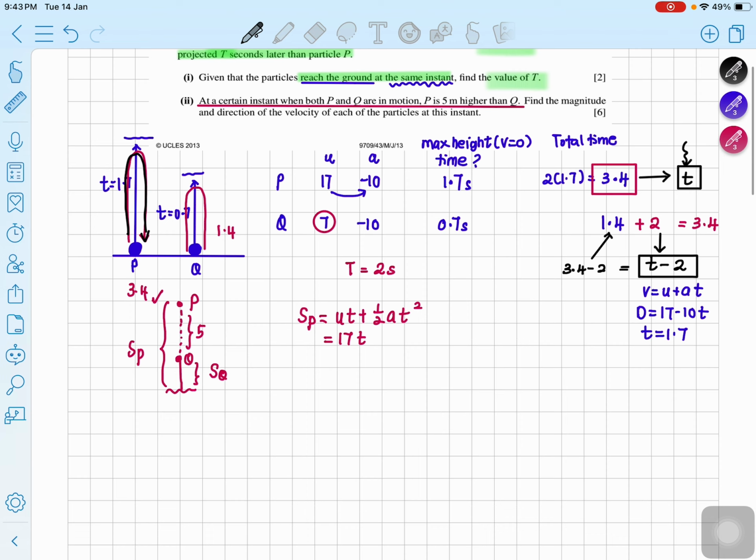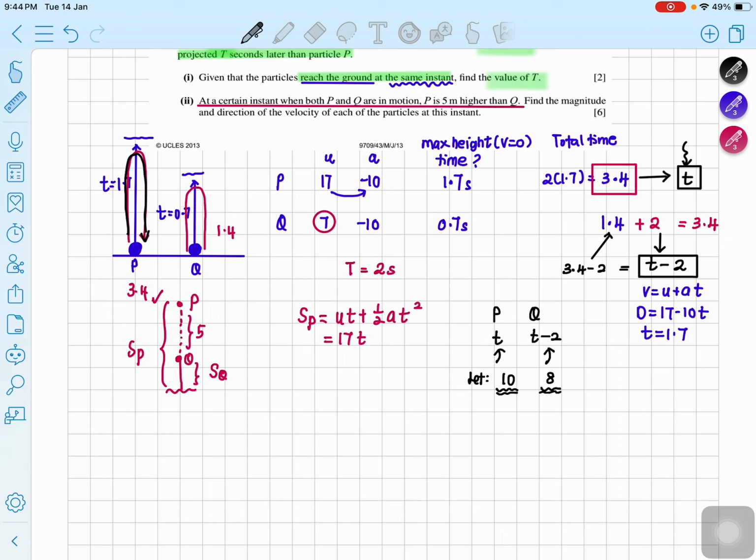Okay, for those who can't get it, let me write here. This is P and Q. I'm putting this as t and this as t minus 2. How long has P been in the air? Let's say I'm putting it as 10. What will be the time taken for your Q? Isn't it 8? So you know that P is longer in the air compared to your Q.